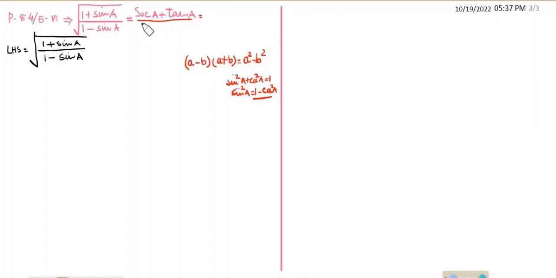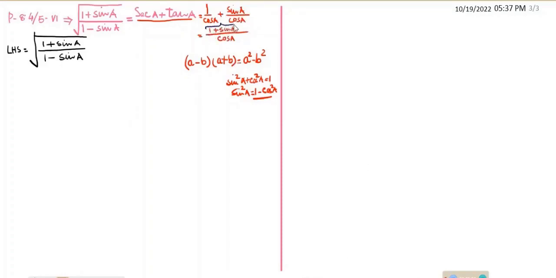Moving on to the next part. Simplify the right hand side a bit by replacing sec A by 1 over cos A and tan A by sin A over cos A. Upon simplification, we get (1 plus sin A) divided by cos A.